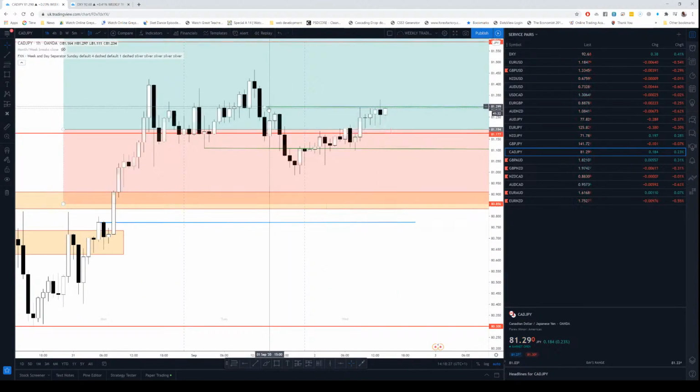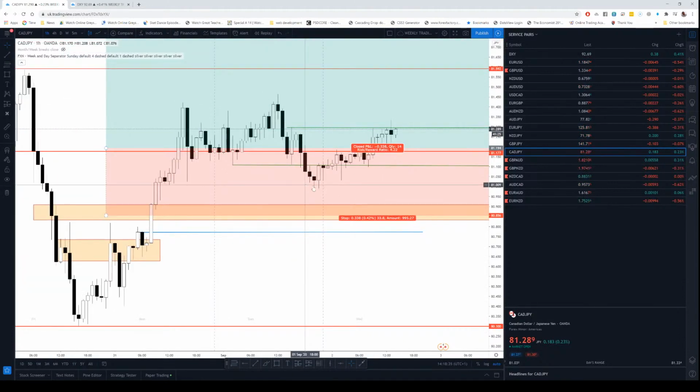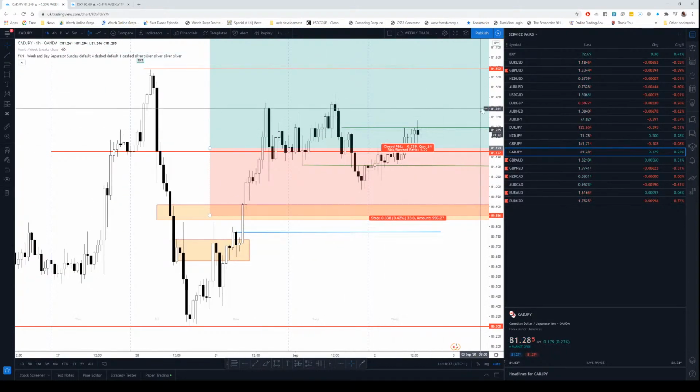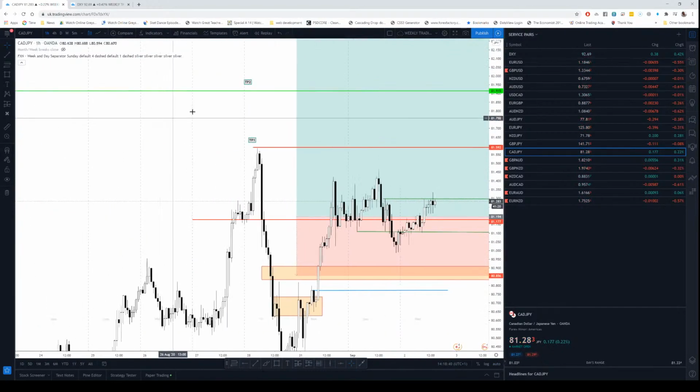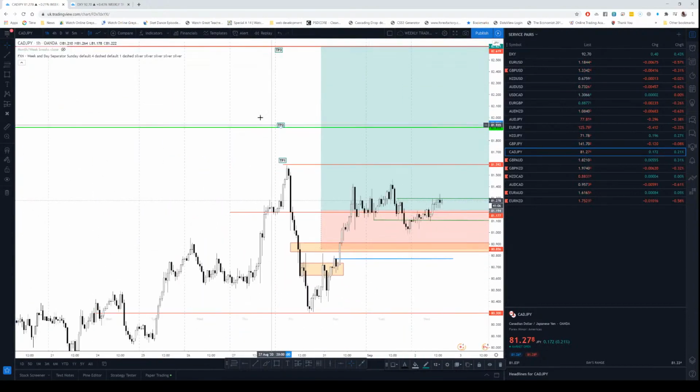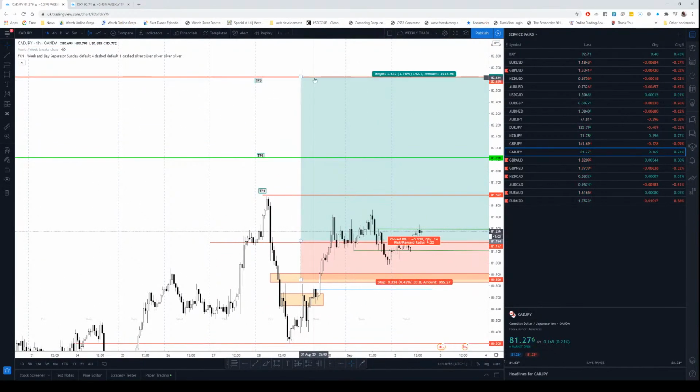If you want to join this, be patient and wait for price to close above this swing high, this whole move to the downside. Once price closes above it, you can place your stop here and then add your longs, and take something off here, take something off there, and then take something up here. Okay, so that's pound CAD yen.